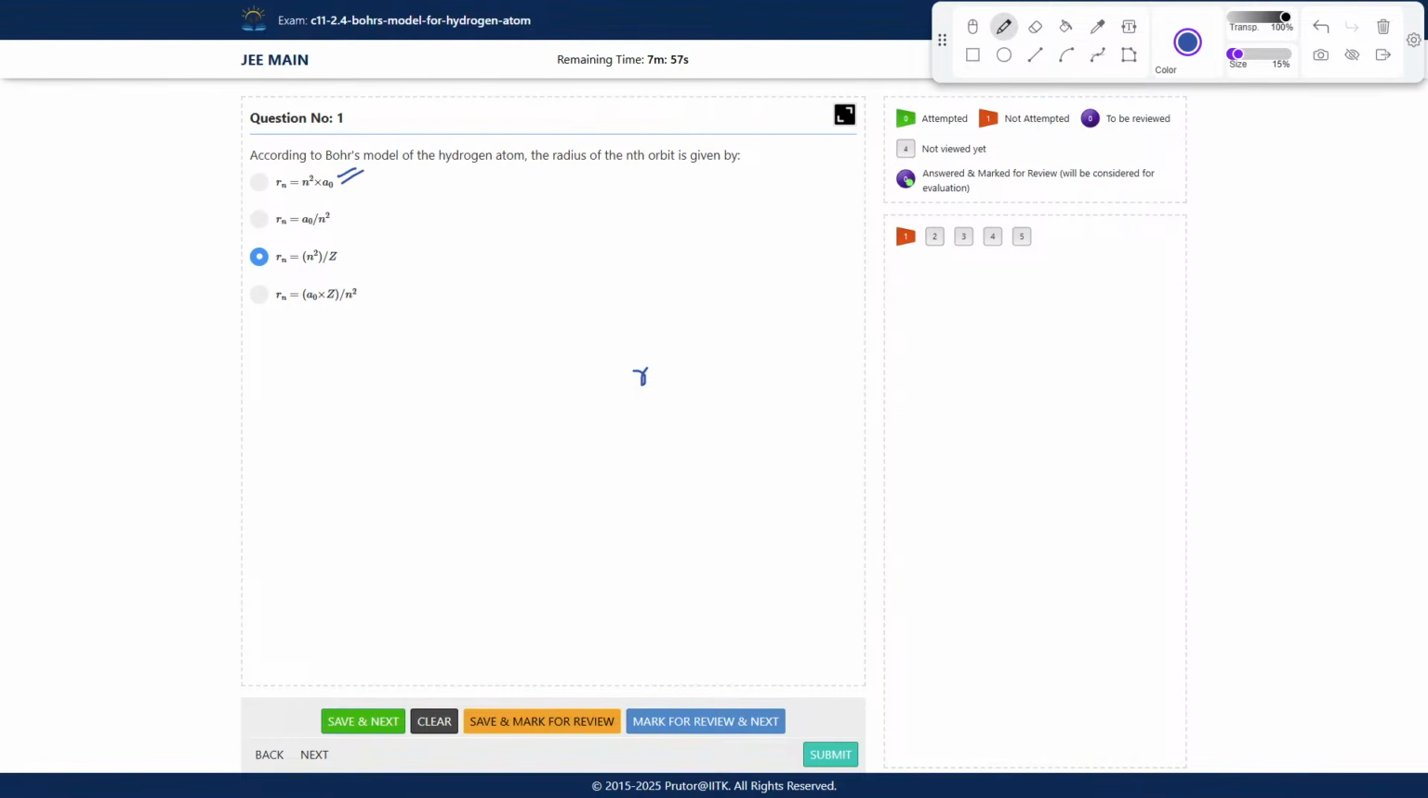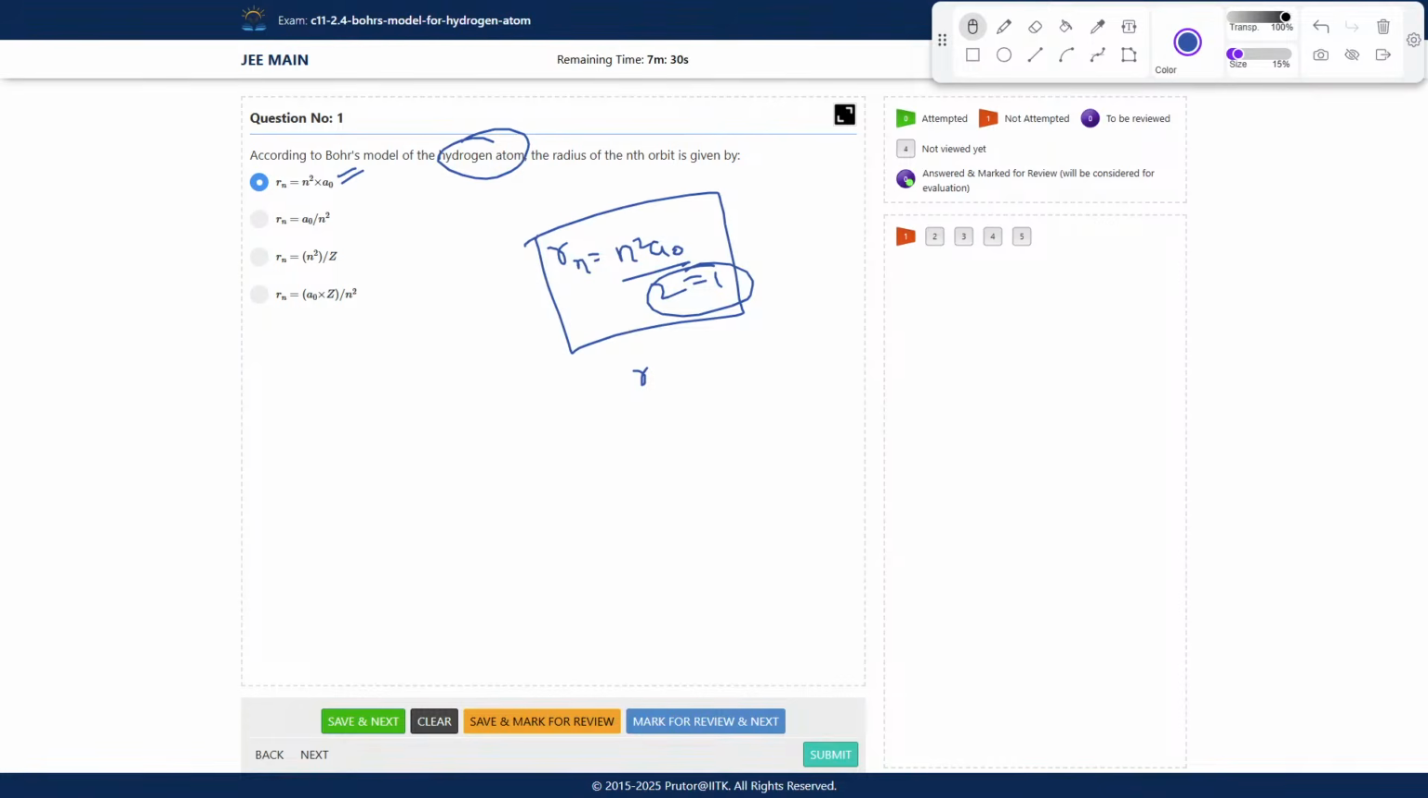So this is the total formula for the radius of the nth orbit, which is R equals n square A naught by Z, isn't it? Now, for the case of hydrogen atom, this Z will be taken as 1. Therefore, your formula will be R equals n square A naught. Is it clear?